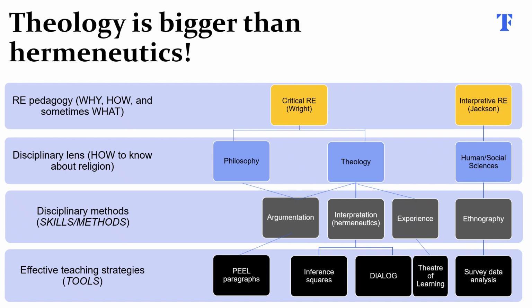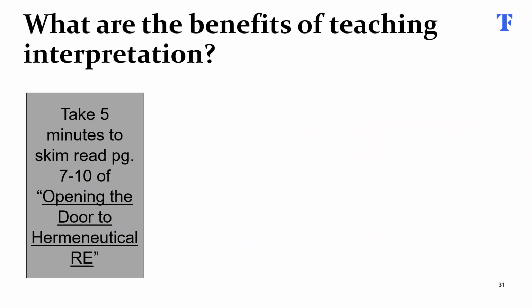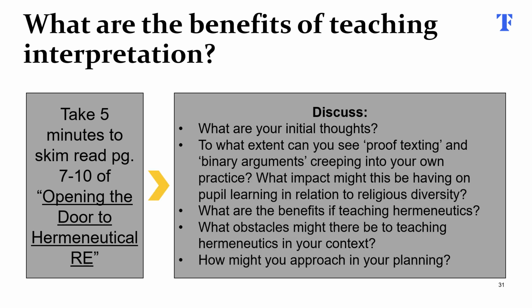So let's move away from thinking about the assignment now and consider some of the benefits of teaching hermeneutics. Now you should have this research paper. If not, please just download it from Brightspace. Read pages 7 to 10 and just jot down your thoughts. Think about how maybe proof texting or binary arguments have crept into your own practice and the impact it might be having on religious diversity. And think about the benefits to teaching hermeneutics and maybe any obstacles as well.